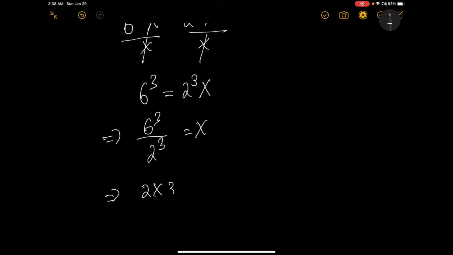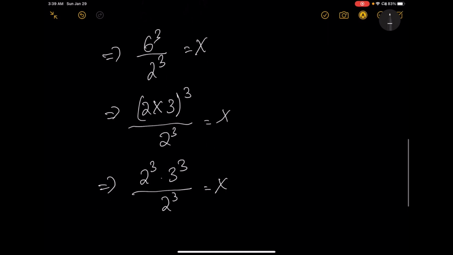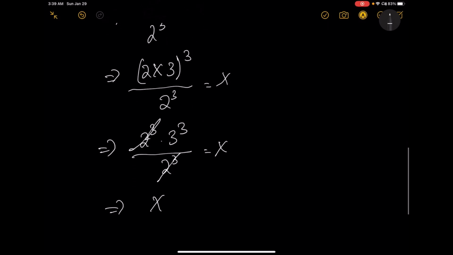6 is 2 times 3, so (2 times 3) to the power of 3 over 2 to the power of 3 is equal to x. That is 2 to the power of 3 times 3 to the power of 3 over 2 to the power of 3 is equal to x. The 2 to the power of 3 cancels, so this implies that x is equal to 3 to the power of 3, which is 27.